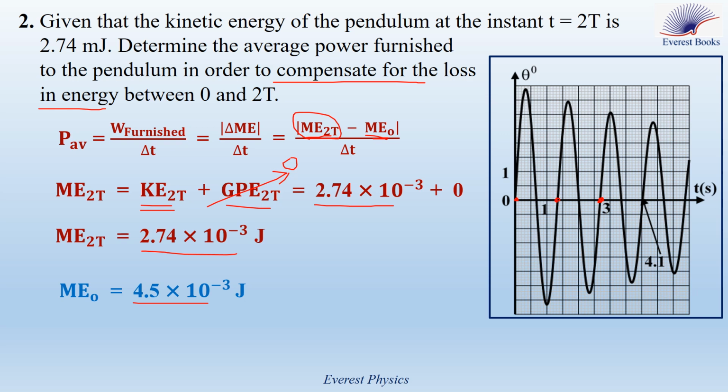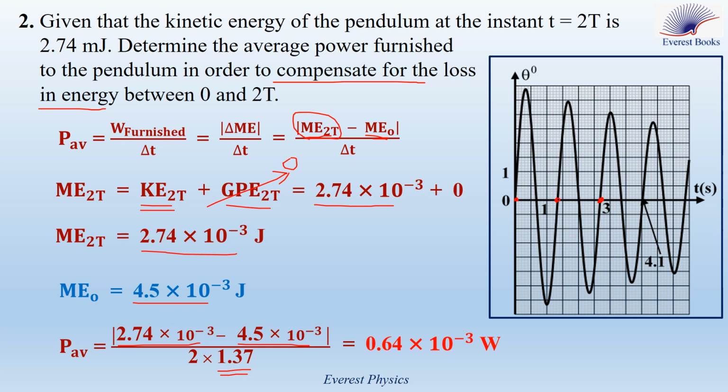Now we are ready to calculate the average power. Then the mechanical energy at time 2t is equal to 2.74 times 10 to the power minus 3 joules. The initial mechanical energy is 4.5 times 10 to the power minus 3 joules. And capital T is equal to 1.37 seconds. It is obtained in the previous slide. Therefore, the average power is equal to 0.64 times 10 to the power minus 3 watts.